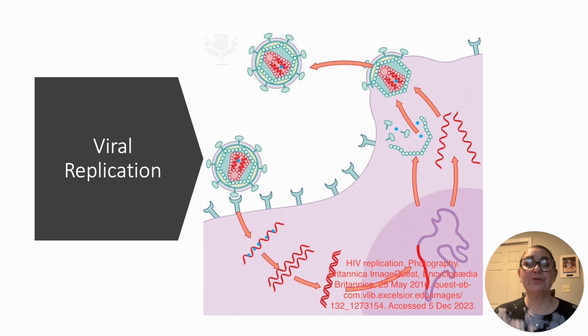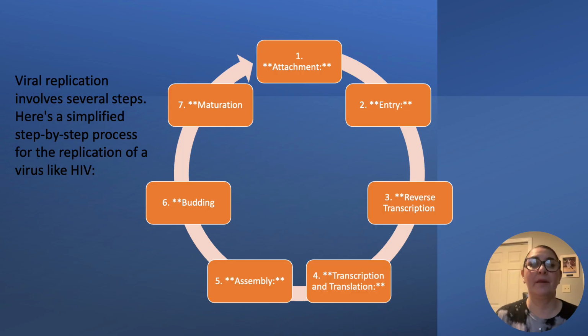The next slide shows a picture of viral replication. We will be discussing the steps of how the virus replicates. Viral replication involves several steps. Here is a simple step-by-step process for the replication of a virus like HIV.